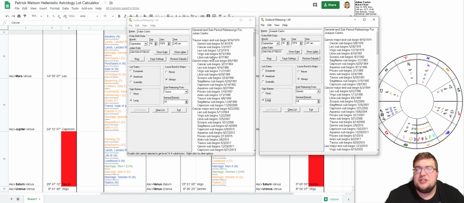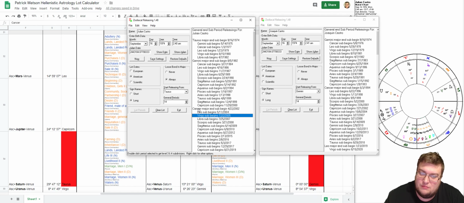With Julian, it's really interesting because the ruler of his Taurus lot of marriage is Venus in Virgo, and the ruler of Cancer is the moon, which he also has in Virgo. You can see here he has Venus in Virgo and he has the moon in Virgo, which means that when he comes into Virgo periods, we can expect that that would be pretty important, especially the Cancer-Virgo period right here, because he's encountering both the ruler of the lot itself, Venus in Virgo, ruling Taurus, and the ruler of the major period, Moon in Virgo, ruling Cancer.